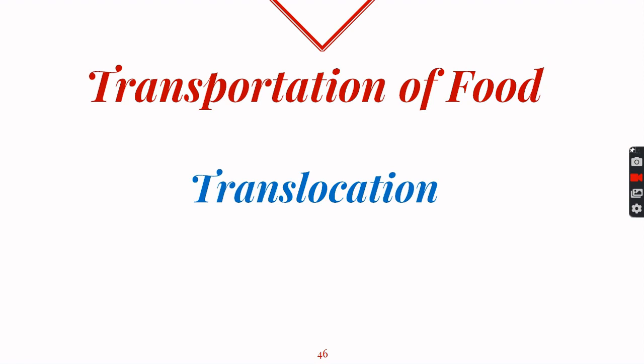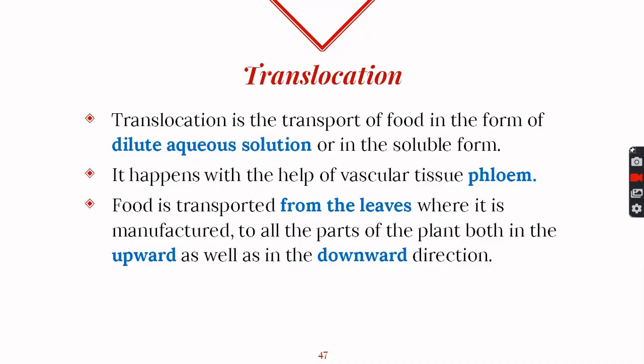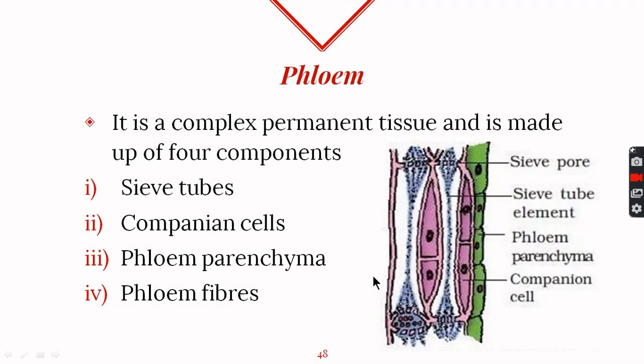Transportation of food in plants is called translocation. In this process, food is transported in the form of dilute aqueous solution, and it is done with the help of a vascular tissue called phloem, which collects the food from the leaves where it is manufactured to all the parts of the plant body, which is in the upward direction as well as in the downward direction.